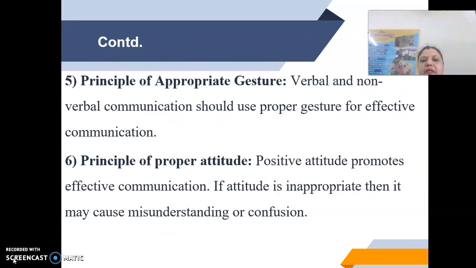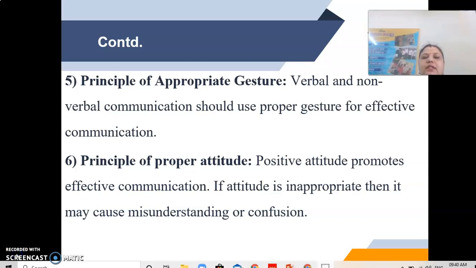Our fifth principle is principle of appropriate gesture. This principle of appropriate gesture is also very important. Verbal and non-verbal communication should use proper gesture for effective communication. The use of appropriate gesture makes communication more effective when it comes to verbal communication as well as non-verbal communication. Next is principle of proper attitude.